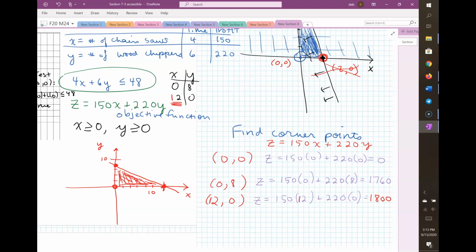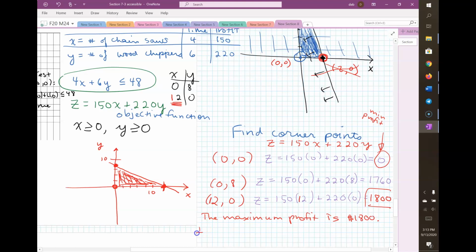So the smallest number you see for a z-value is going to be the minimum profit. Well, that's pretty obvious, right? That 0 is your minimum profit. If you don't do anything, you don't make any money. And then 1,800 is the biggest number you see. So the maximum profit is with 12 chainsaws and no wood chippers.